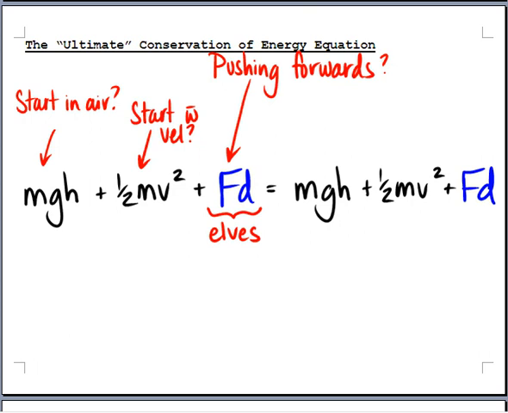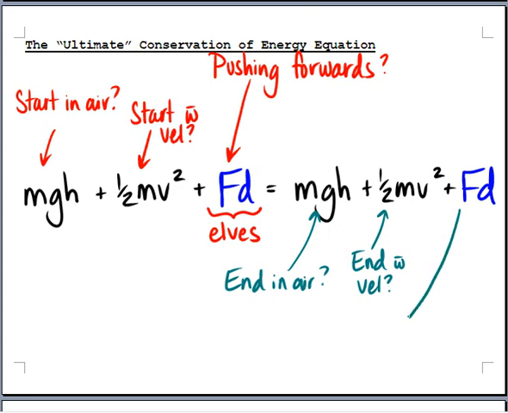And then after something happens, do you end up in the air? Been there, done that. Do you end up with velocity? Been there, done that. And now this F times D, we're going to say, not is there something pushing forwards, but is there something pushing backwards? Is there something pushing against you?